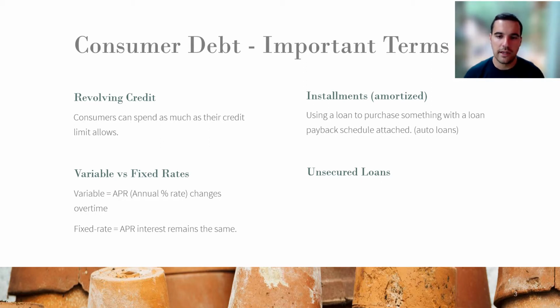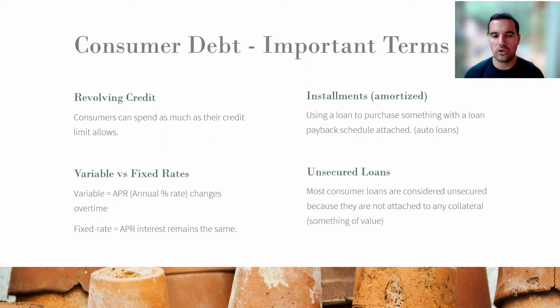Unsecured loans means there's no collateral. So most consumer loans are considered unsecured because they are not attached to any collateral. There's nothing of value in case you lose or don't pay your balance. So an auto loan is not an unsecured loan because if you do not pay for your car payment, then you lose your car. A repo man comes and they take back your car.